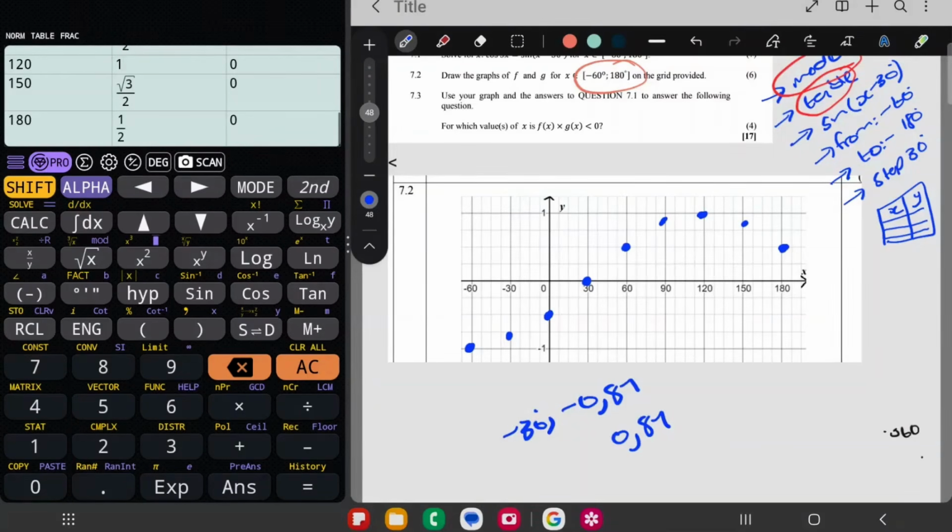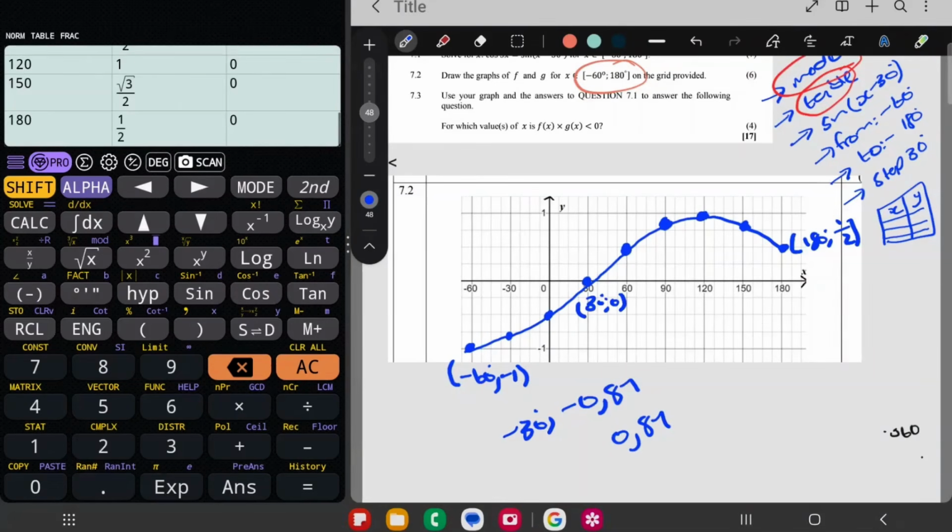Okay, so now you just connect your dots, but make sure it forms a curve. That's your trig function. Then put in the start coordinates. So this one is negative 60 and negative 1. And this one ends at 180 and a half. Then also put in your x-intercept. So this is 30 and 0.